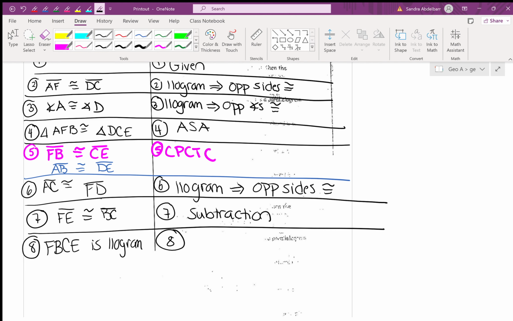Who thinks they know without looking how we can word this? Finn. Quad both pairs opposite sides congruent yields a parallelogram. You got it. Quad both pairs opposite sides congruent yields parallelogram.